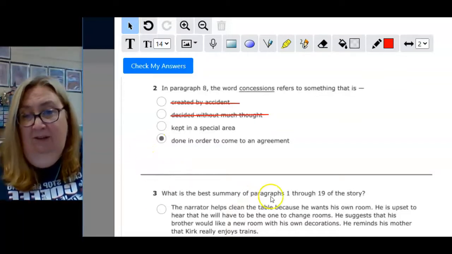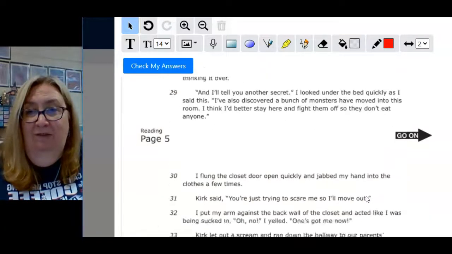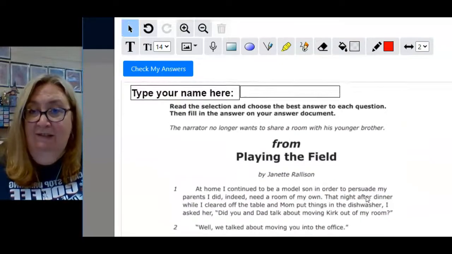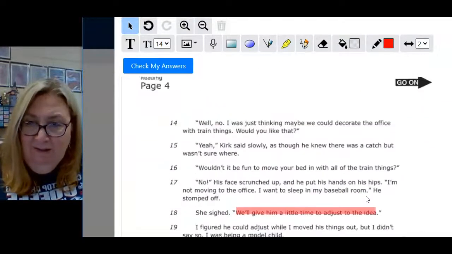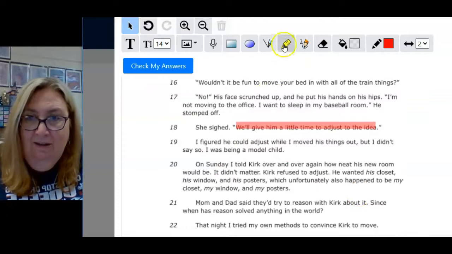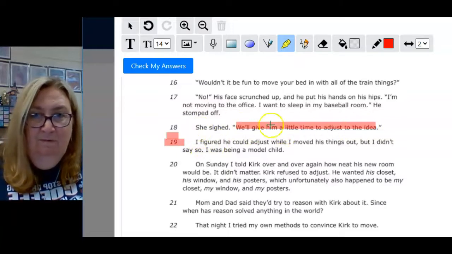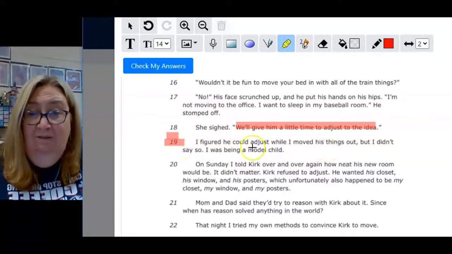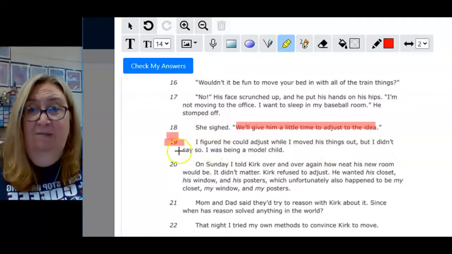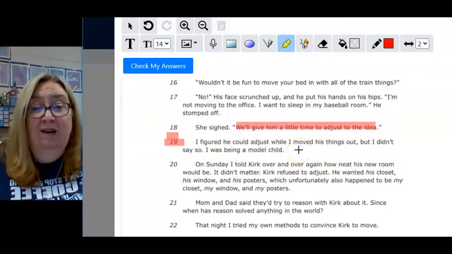What is the best summary of paragraphs 1 through 19 of the story? Well, I know what paragraph 1 is. It's the beginning of the story, all the way down to where, and here I'm going to go all the way to this section here, 19. Mom says, we'll give him a little time to adjust the idea. I figured he could adjust while I moved his things out, but I didn't say so. I was being a model child.